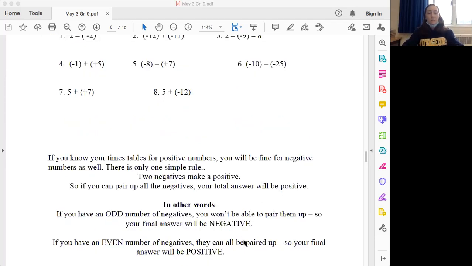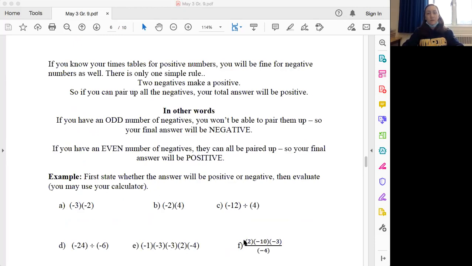So if you know your times tables for positive numbers, you will be fine. For negative numbers as well, there's only one simple rule. 2 negatives make it positive. So if you compare all the negatives, your total answer should be positive. In other words, if you have an odd number of negatives, you won't be able to pair them up, so your final answer will be negative. If you have an even number of negatives, then they can be paired up, so your final answer will be positive.